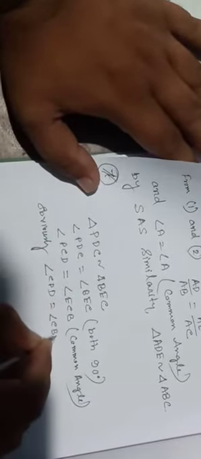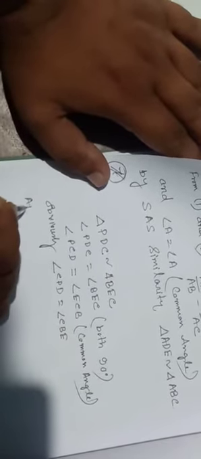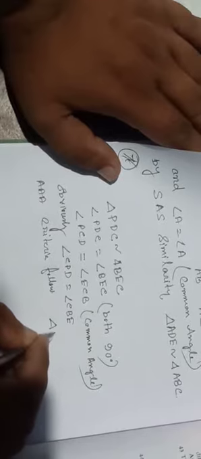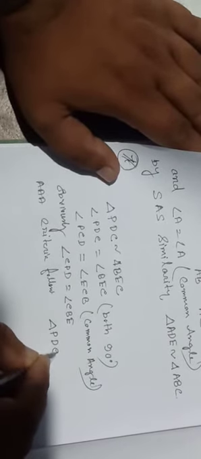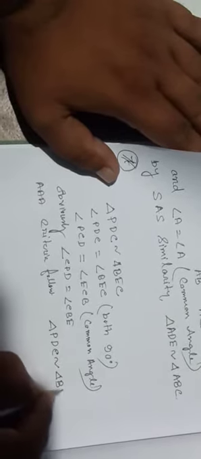So obviously angle CPD is equal to angle CBE. So the angle criteria also follows. So we can say that triangle PDC is similar to triangle BEC. Next, move to question number 8.